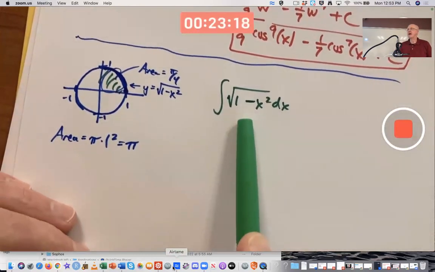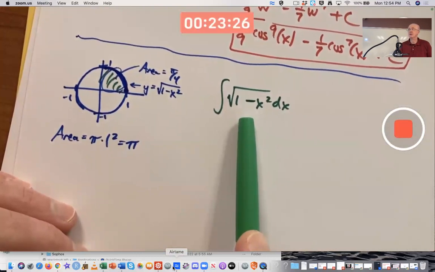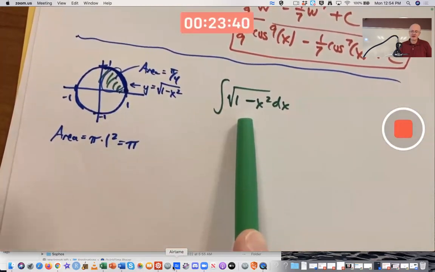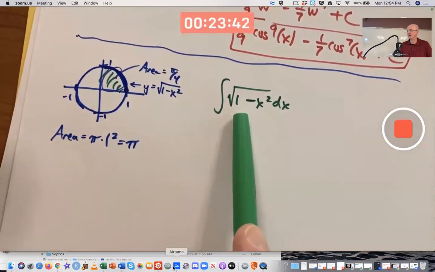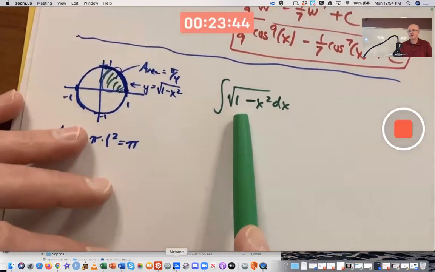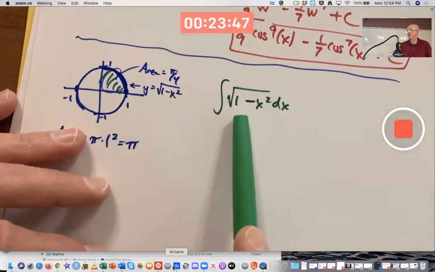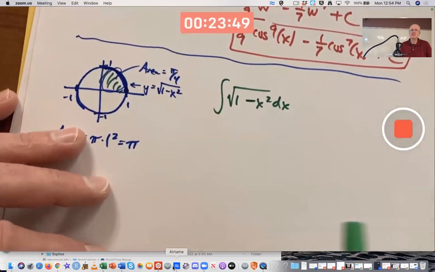Integrating something like this is not easy. If it were 1 over the square root of 1 minus x squared, that actually would be easy. What would it be if you integrated 1 divided by the square root of 1 minus x squared? Arc sine. Inverse sine. Same thing. It's a memorized one. But it's not 1 divided by the square root of 1 minus x squared. It's just square root of 1 minus x squared, which makes it harder, actually, even though in theory it's a simpler looking function.